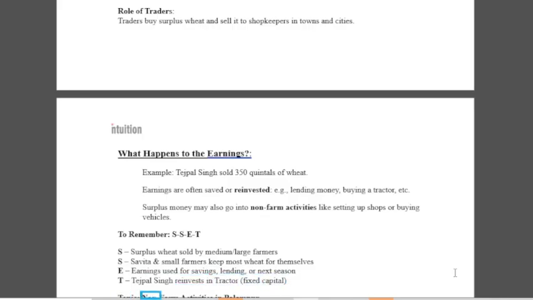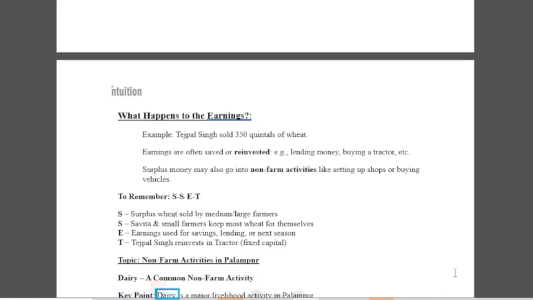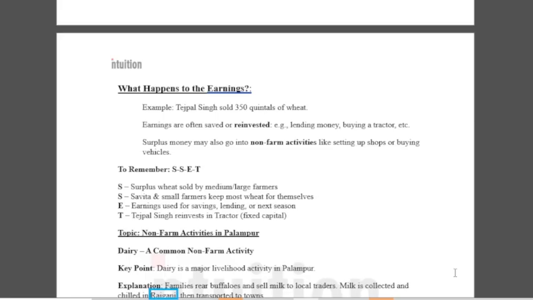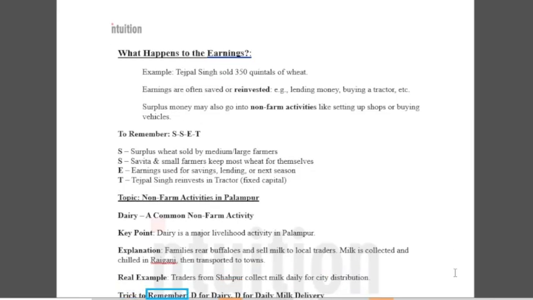Topic: non-farm activities in Palampur. Dairy, a common non-farm activity. Key point: dairy is a major livelihood activity in Palampur. Explanation: families rear buffaloes and sell milk to local traders. Milk is collected and chilled in Raiganj, then transported to towns. Real example: traders from Shahpur collect milk daily for city distribution. Trick to remember: D for dairy, D for daily milk delivery.